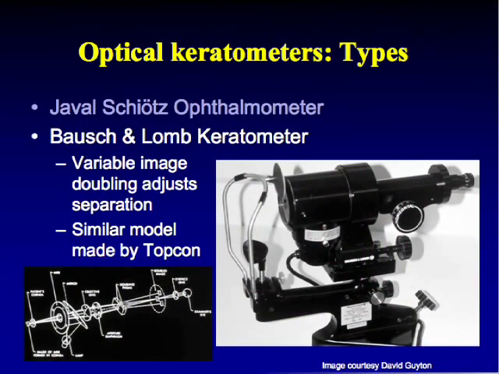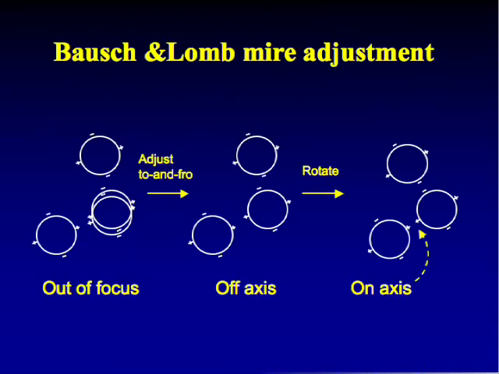The Bausch and Lomb keratometer is similar in its concept, but this projects the mires and allows simultaneous measurement of vertical and horizontal. And it uses image doubling to help you find your endpoint. That is, if the keratometer is out of focus, you adjust it, you get a doubled image, and adjust it to and fro until you have a single image. So it's using your vernier acuity to help determine that point of focus.